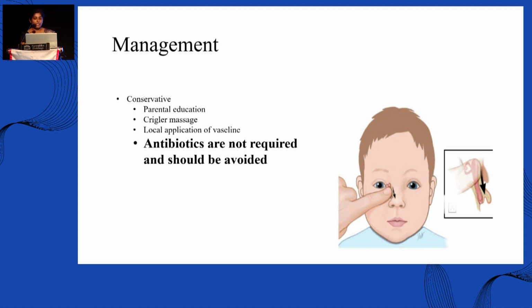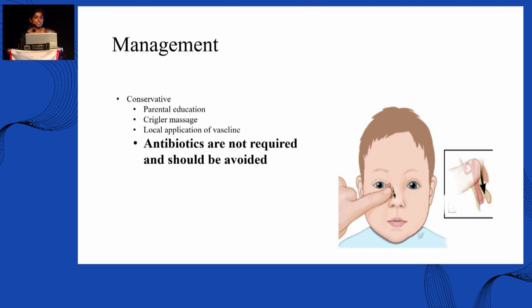So here for the conservative management, the most important thing is we have to educate the parent regarding the natural history of the congenital nasolacrimal duct obstruction. And we have to make the parent understand that the child will get cured by this age. If it is not, we can intervene. Then we have to advise the parent regarding the complicated features such as dacryocystitis and preseptal cellulitis as well.